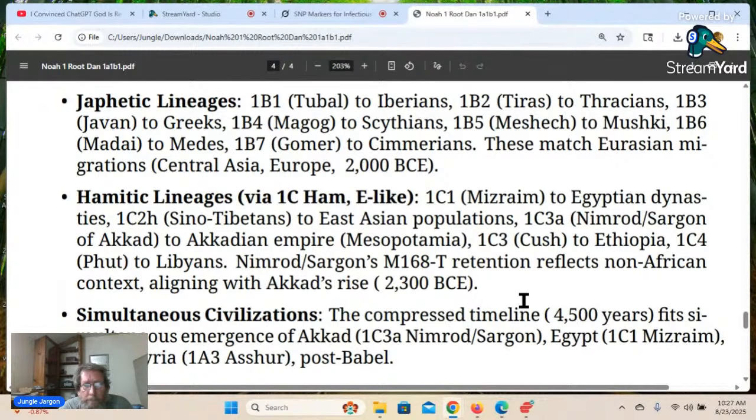1C4 Foot, A, maps to Libyans, Egyptian texts, 1000 BCE, V148T, 40 SNPs. 1C3A, Nimrod Sargon of Akkad, C. Links to the Akkadian Empire, 2300 BCE, Sargon's inscriptions, with M130T, 22 SNPs.